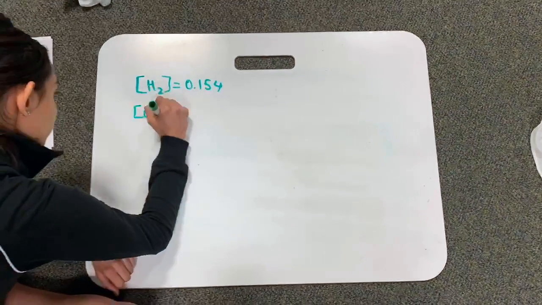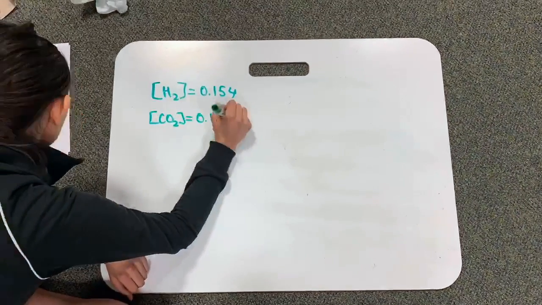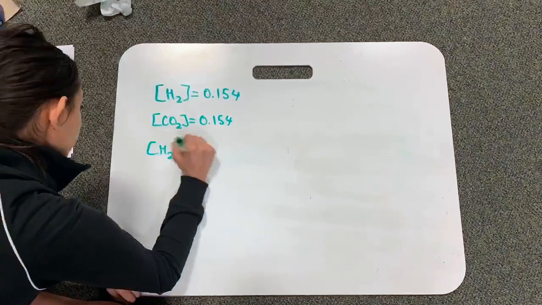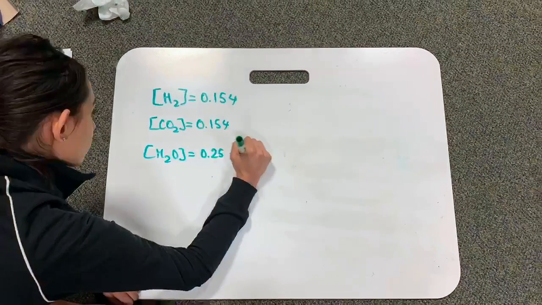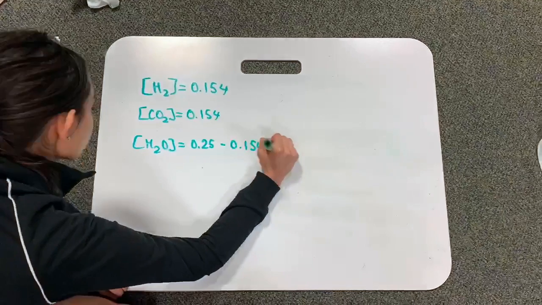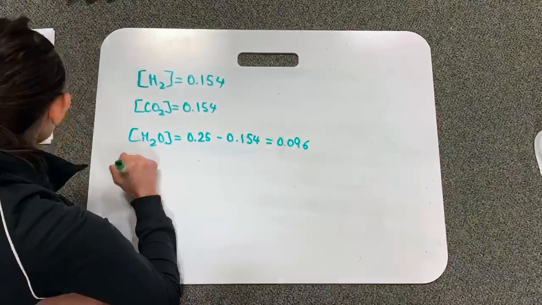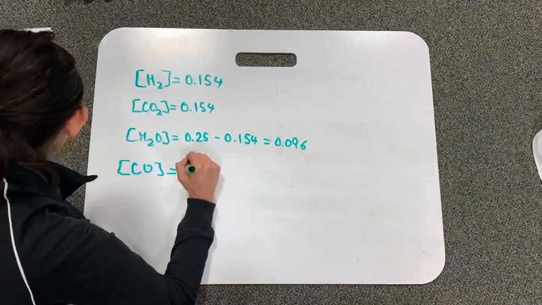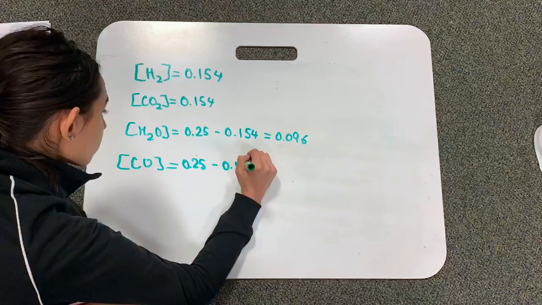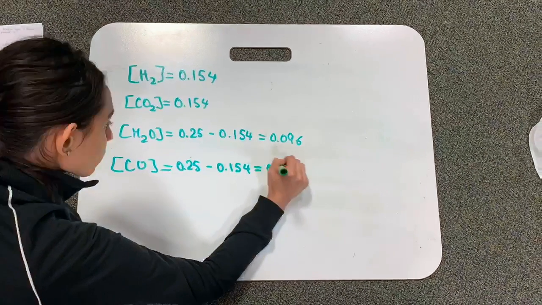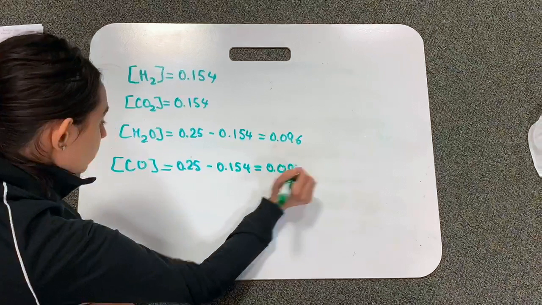The concentration of H2 gas is 0.154. The concentration of CO2 gas is 0.154. The concentration of H2O gas is 0.25 minus 0.154, which is 0.096. And the concentration of CO gas is 0.25 minus 0.154, which equals 0.096.